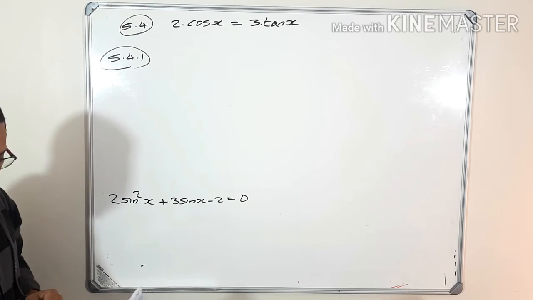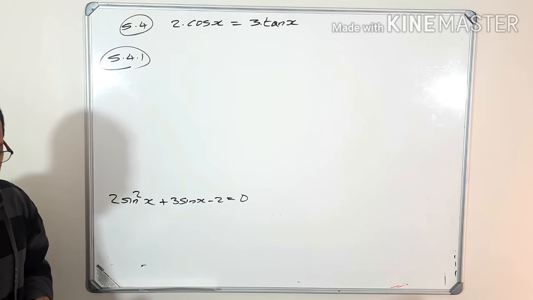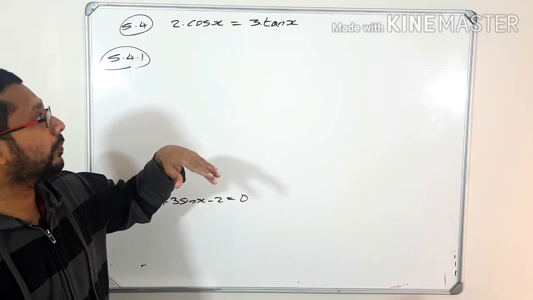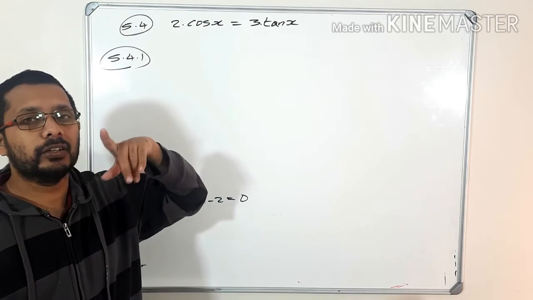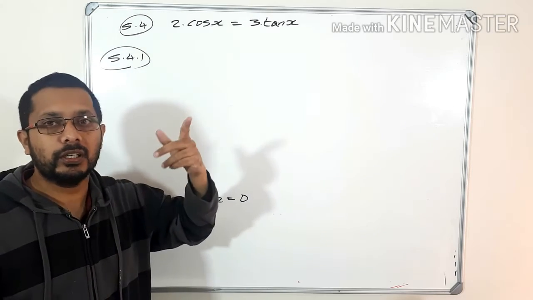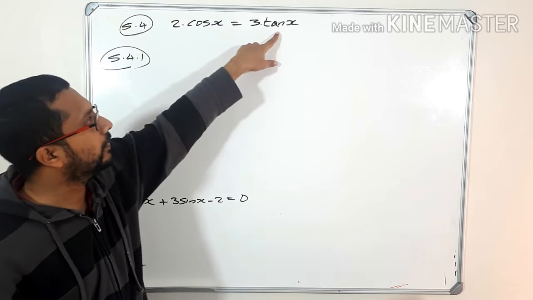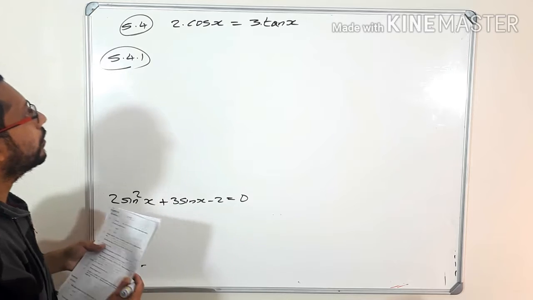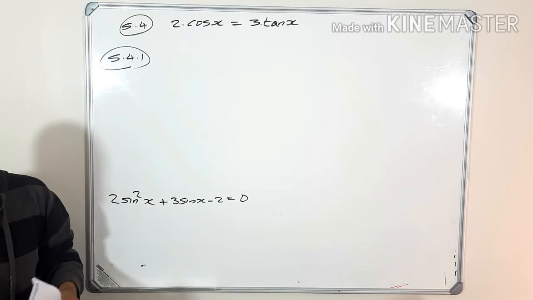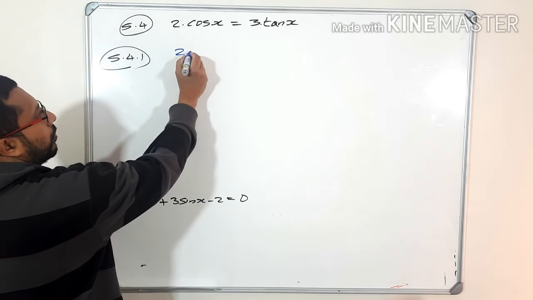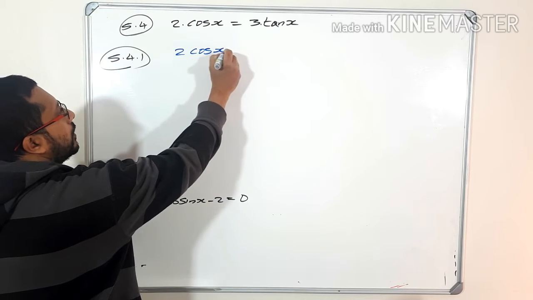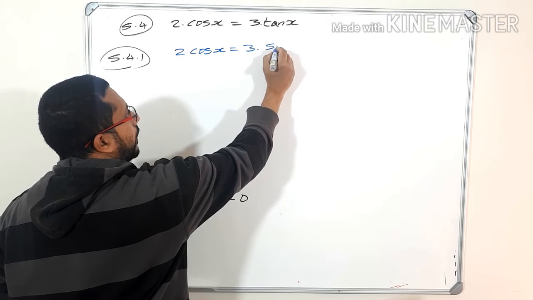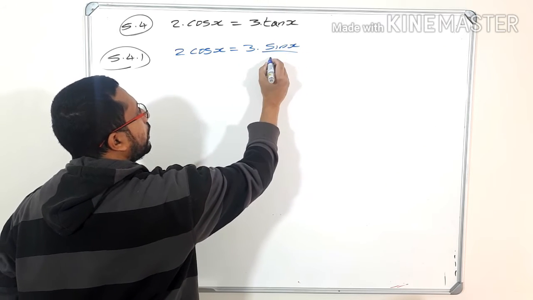Okay, so now let's check how we can write that one. Yeah, this is a very simple thing. The first step is very simple. I think all of you already think like that in your mind. This tan x is the same as sin x by cos x. So that is my first step. So it is 2 cos x is equal to 3 into, instead of this tan x, sin x divided by cos x.